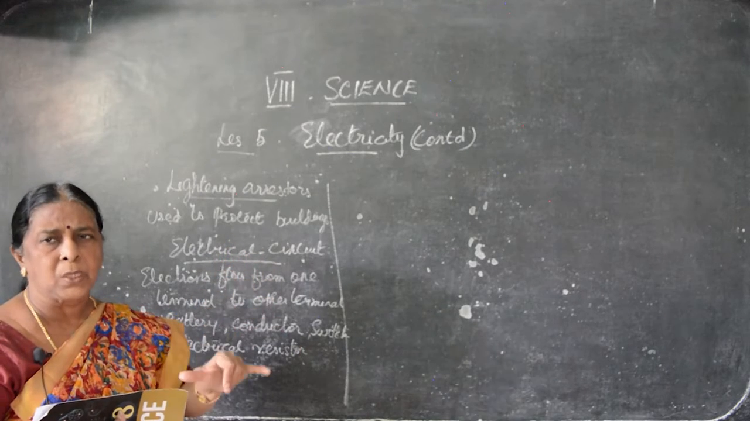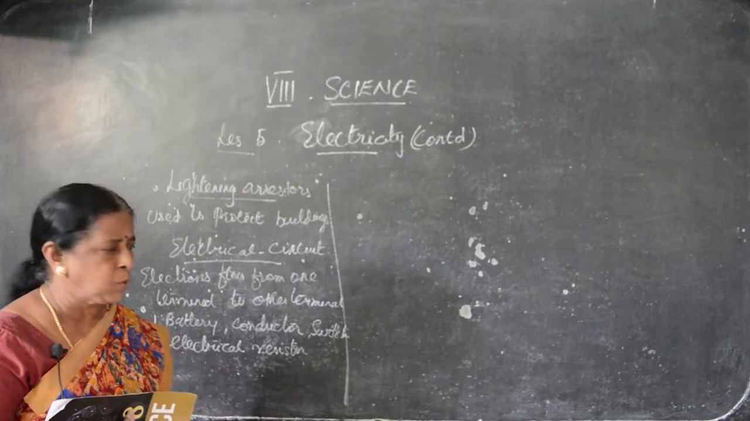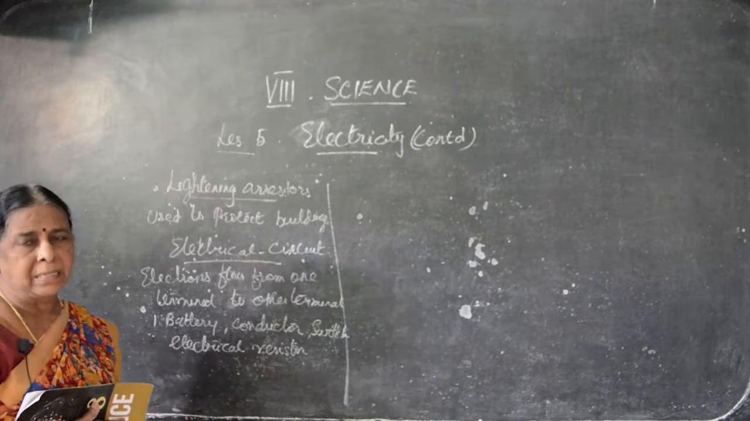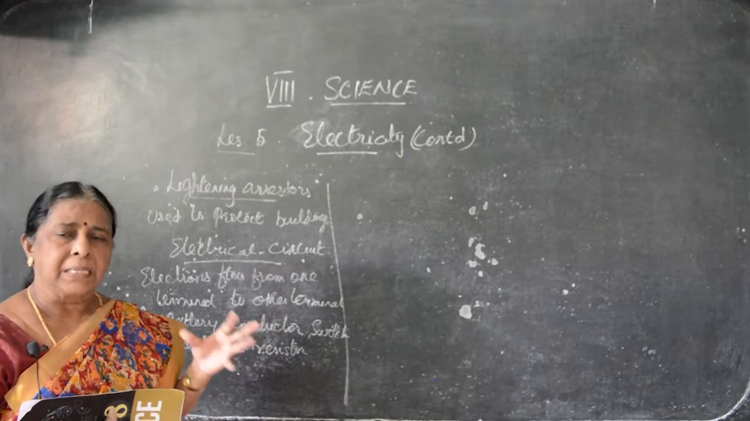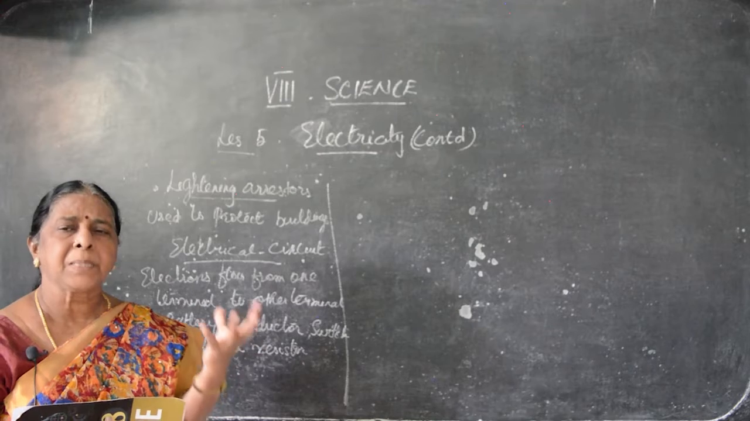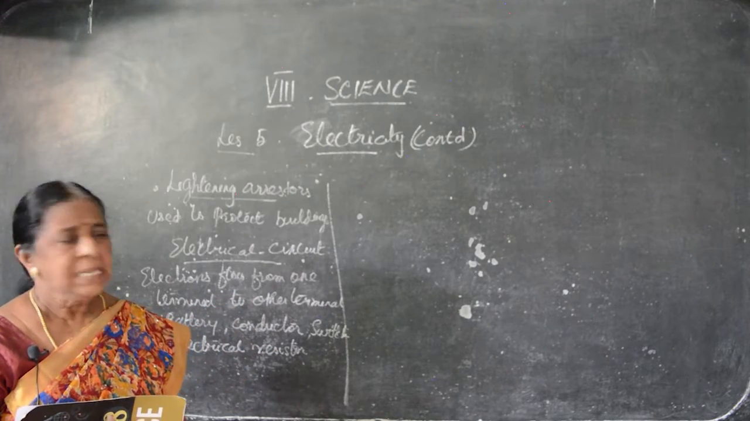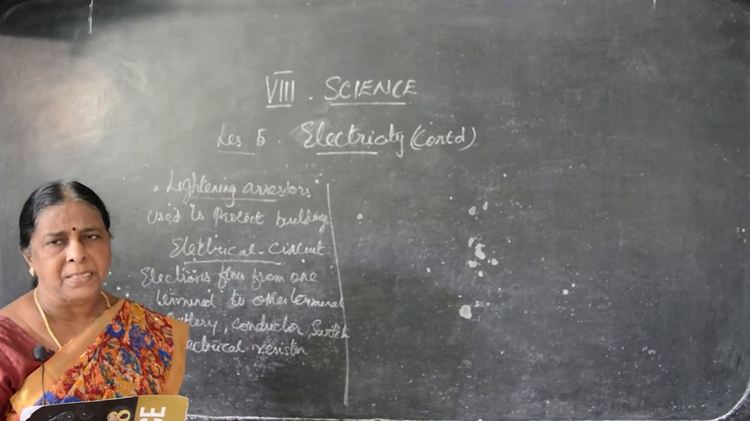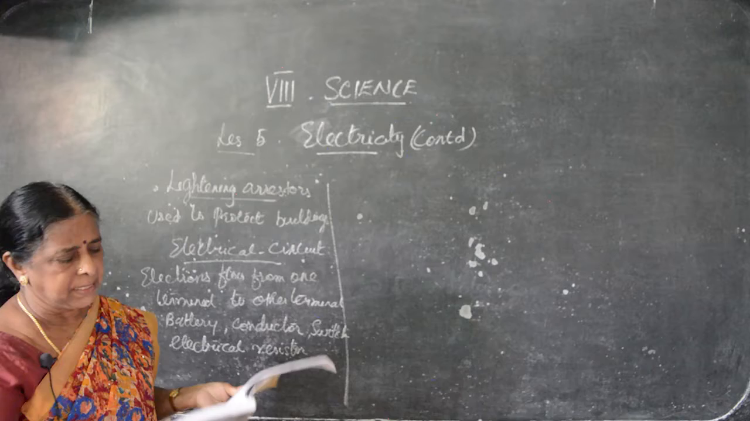Whenever you need, you have to switch on. Whenever you don't want, you can switch off. And electrical resistor, the electrical resistor with the bulb. For example, if the bulb glows, electricity passes. When you switch off, the electricity will not pass. Clear? These are the things necessary.